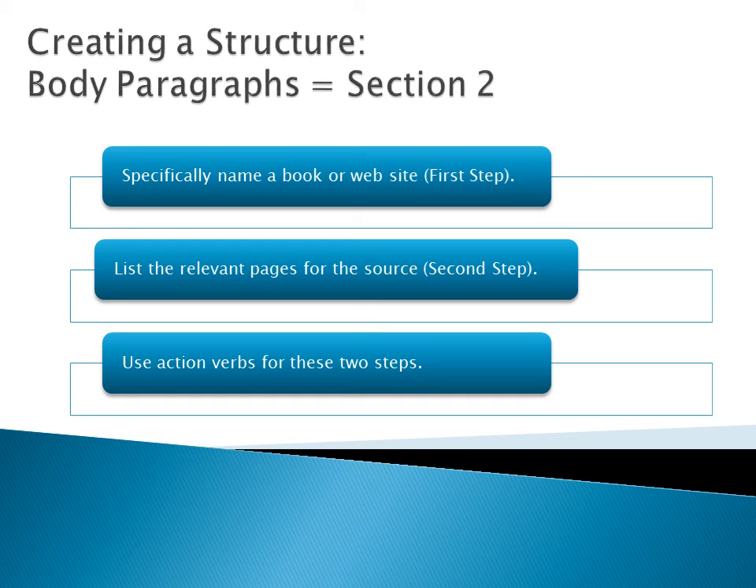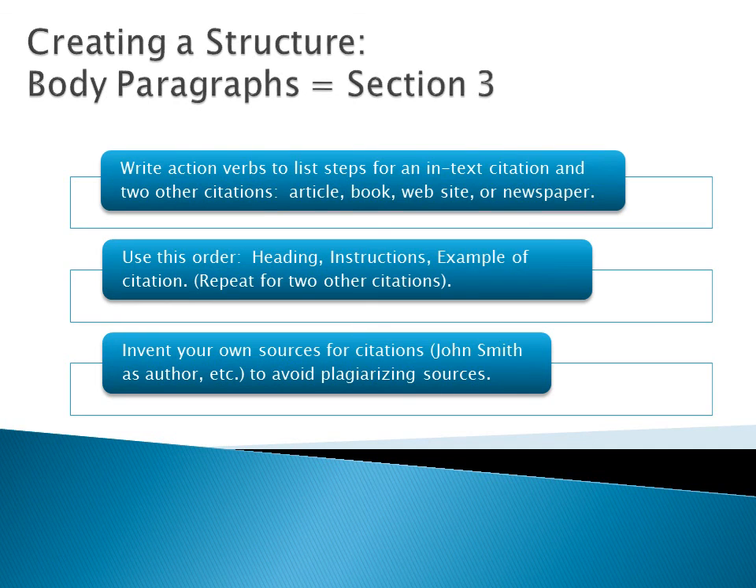And you're going to use action verbs for this. You'll say something like, go to this website or click on this website. Action verbs. Now, section 3 is a little more involved. 3 and 4 are more involved. Write action verbs to list steps for an in-text citation and 2 other citations. It could be an article, a book, a website, or a newspaper.